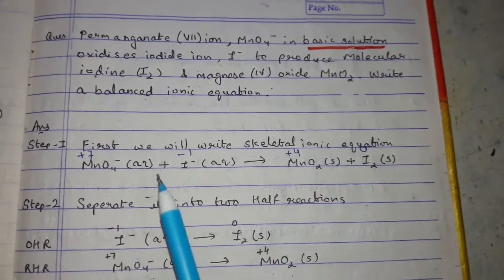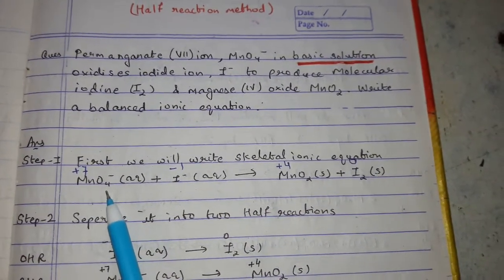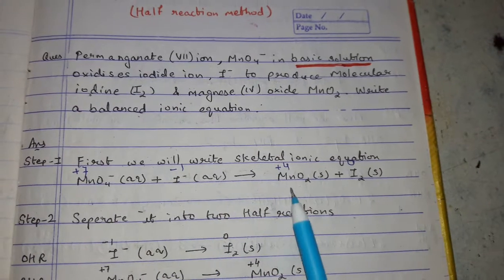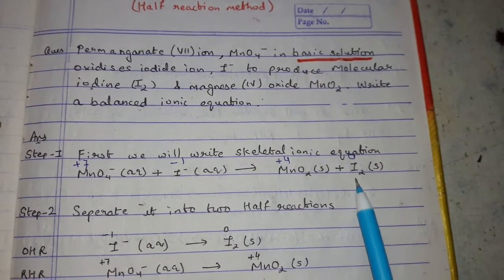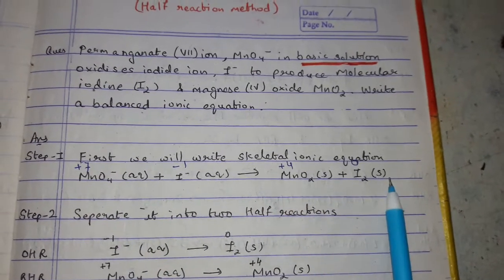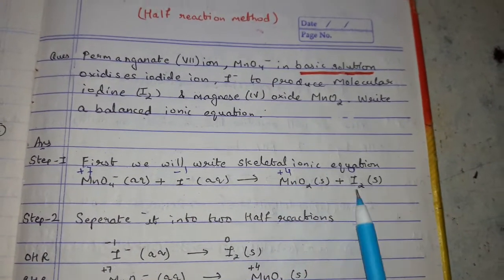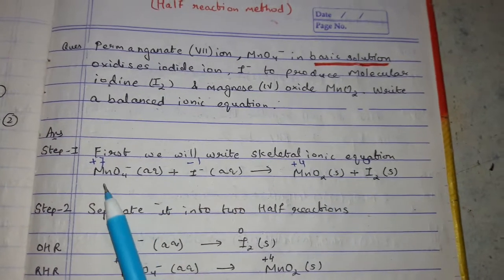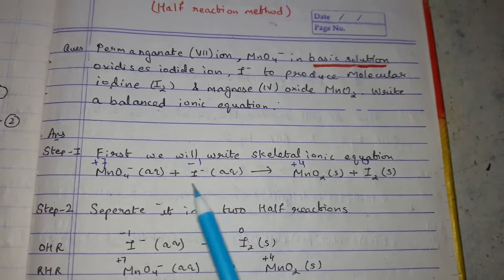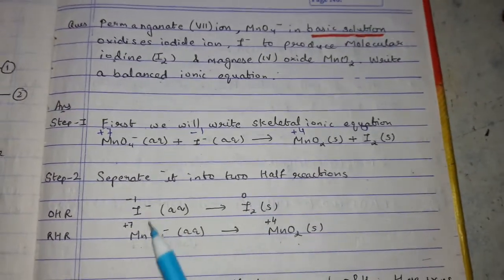First step is we will write the skeletal ionic equation for it. This is permanganate ion, this is iodide ion, this is manganese oxide, and this is solid iodine. Then we will write the oxidation state of each element at the top. Here it is +7, -1, +4, and it is 0. That means manganese is reduced and iodine is oxidized. Now we will separate it into two half reactions in this way.